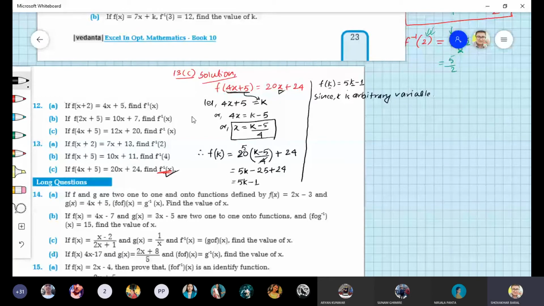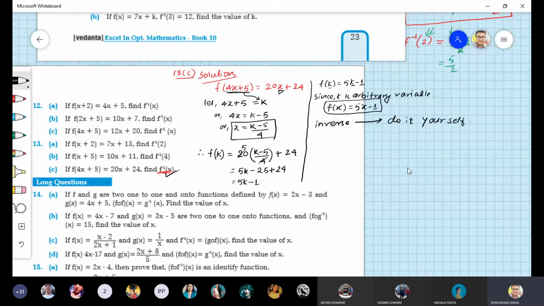I told you in the earlier classes also, the meaning of arbitrary is random. Since k is an arbitrary variable, f(x) is equal to 5x minus 1. It was x = k earlier, now it will be f(x). This is the required thing to find the inverse. Now you can find the inverse from here. Just find the inverse yourself. I think you can find the inverse from here.